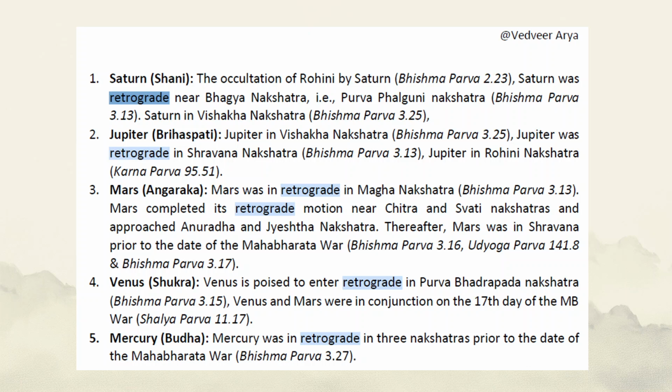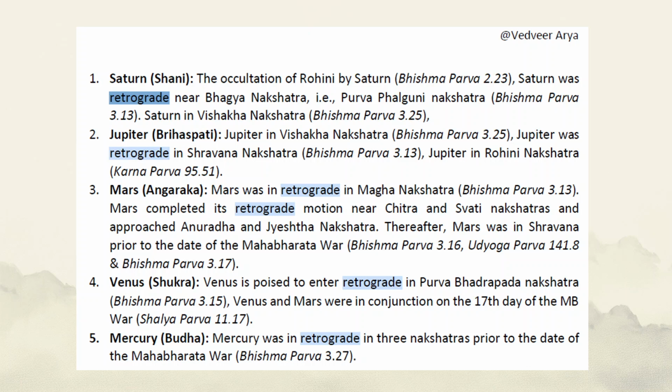And he knows it. That's why, when referring to Shalya Parva 11.17, and it's not on the 17th day, by the way, it is on the 18th day, but we can ignore that, just give him the benefit of doubt. But still, Mercury must have been included. And we'll ignore Mercury for now. Oh, well, let's not ignore it, because he's mentioning retrograde there. My God. Okay, now he's saying Mercury was in retrograde in 3 nakshatras prior to the date of the Mahabharata war. Wrong, wrong, wrong. Now, can we give him the benefit of doubt?